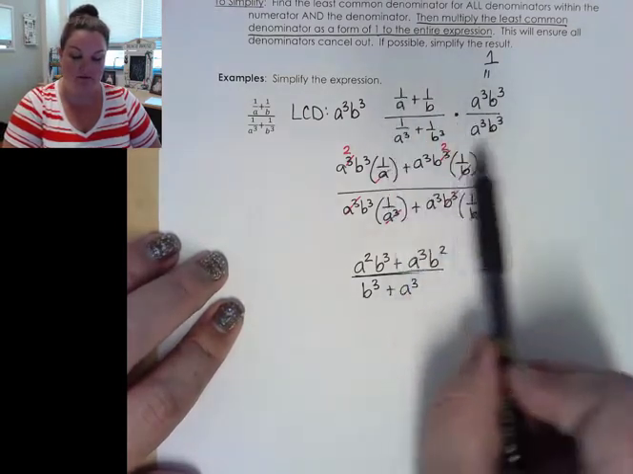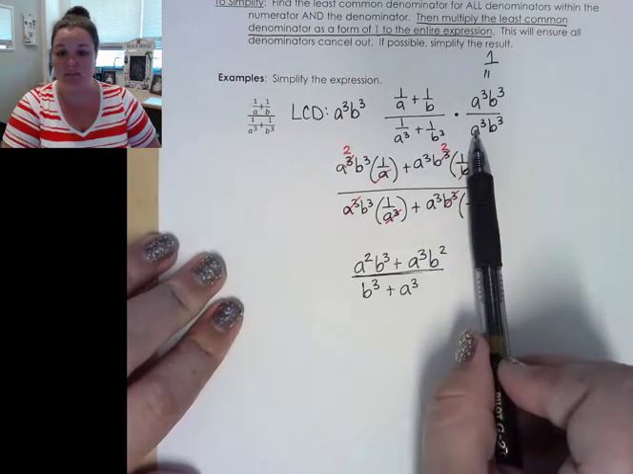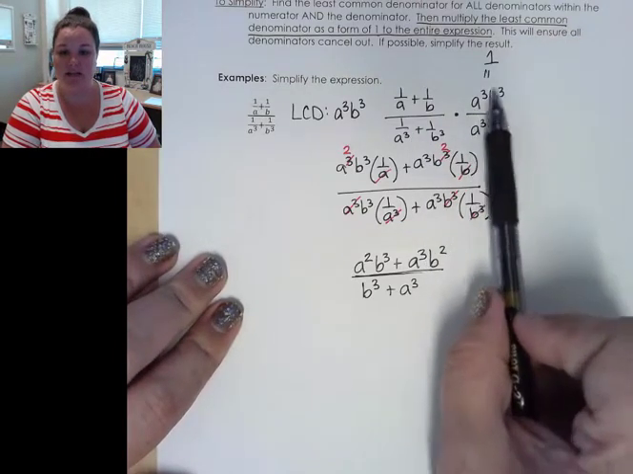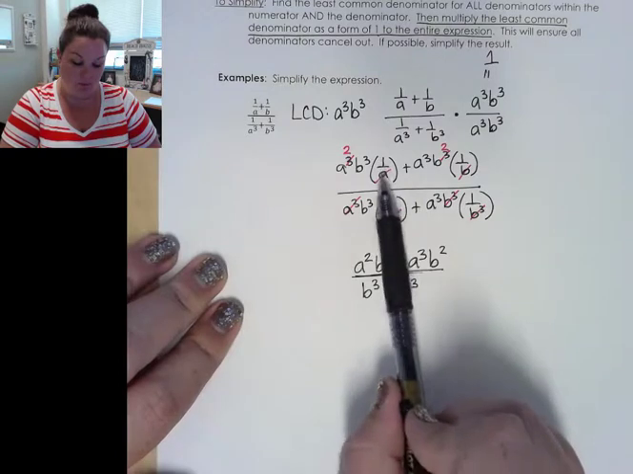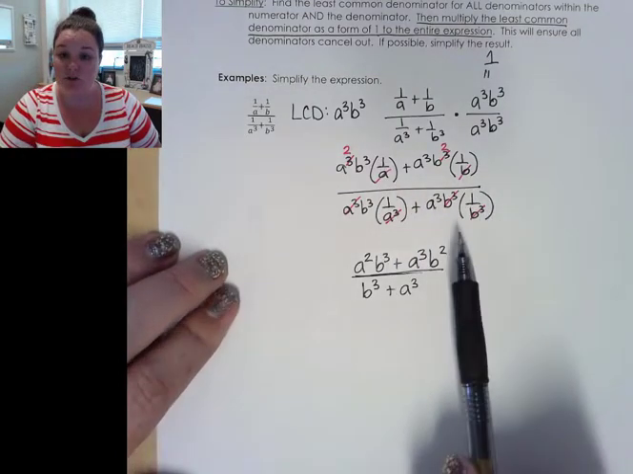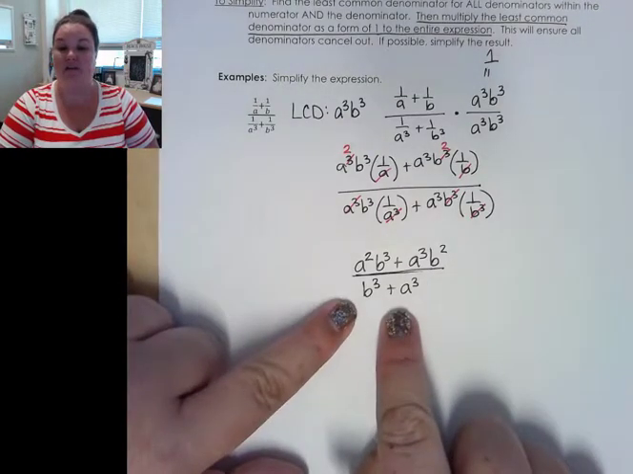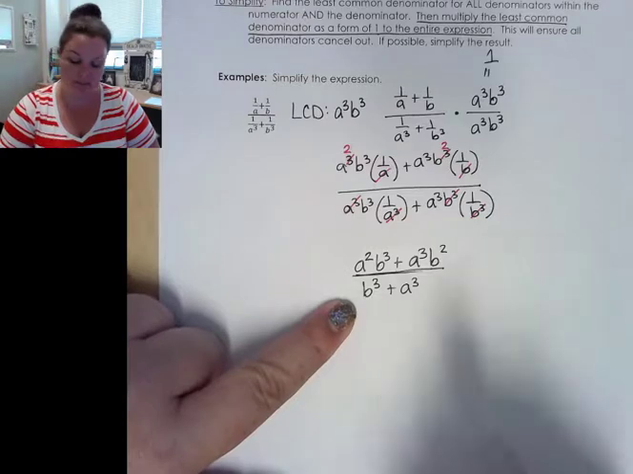You can write out this step just so that you know you're multiplying by a form of 1. I'm not going to require that you write this step. Basically, I just want you to know that you're taking that least common denominator and multiplying it by every single term on top and bottom. Because when you do, all the little denominators should cancel out. And now we just have a rational expression that we need to simplify.